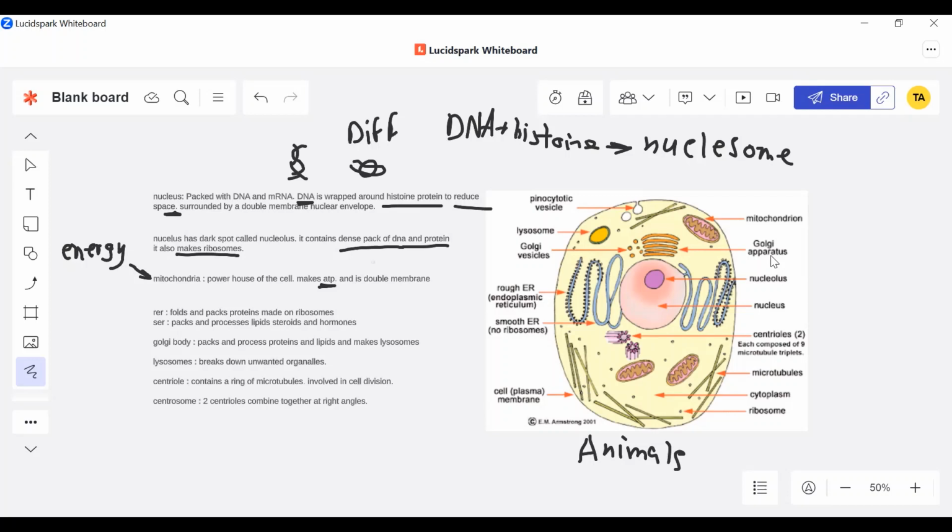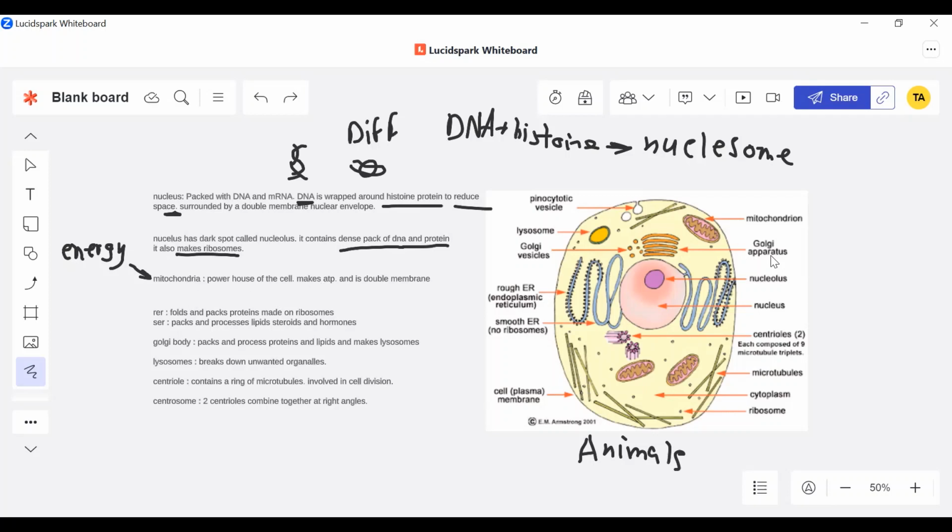But other than that, it is double membraned. Remember this, that in all of the organelles, only the mitochondria is double membraned. Apart from that, all of these are single membrane. So this is a double membrane organelle, and its role is that it makes energy for the entire cell.